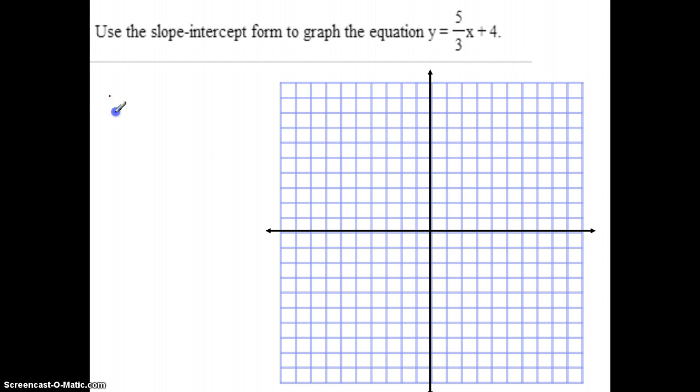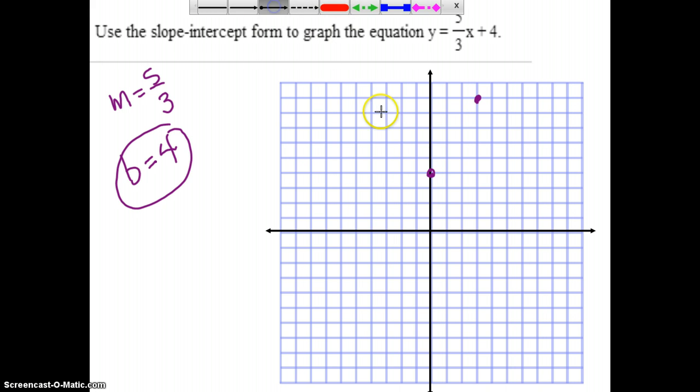Okay, on this one, my slope is 5/3. My y-intercept is 4. Remember, we start with this value. There's my 4. My slope is 5 over 3. That means I go up 5. 1, 2, 3, 4, 5, and over 3. Then make my line.